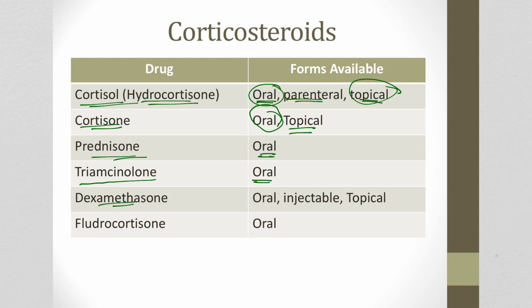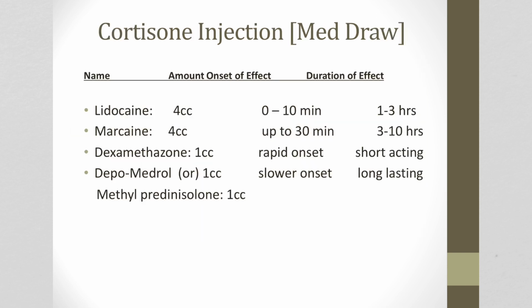Dexamethasone is the corticosteroid that is most often used in cortisone injection. So most often we see that as injectable. But dexamethasone is an anti-inflammatory agent that can also be used in phonophoresis, so ultrasound with medication. So it can also be topical. And then you've got fludrocortisone, which is another anti-inflammatory drug. So you can see most of the options are going to be injectable, topical, and/or oral.